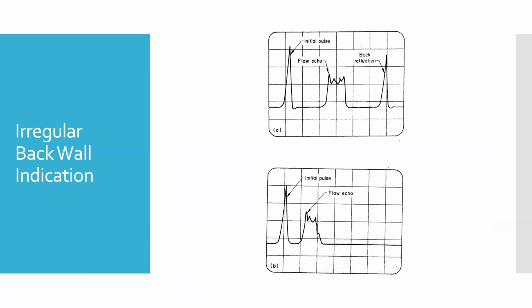Other indications you might see: sometimes you'll get irregular indications. So you can see a back wall, often, the back wall indication we get, the initial pulse is very smooth, the back wall pulse is very smooth. Sometimes you'll get a flaw echo that's very rough like this. What would that imply? What may you have? This is typically what you see with corrosion.